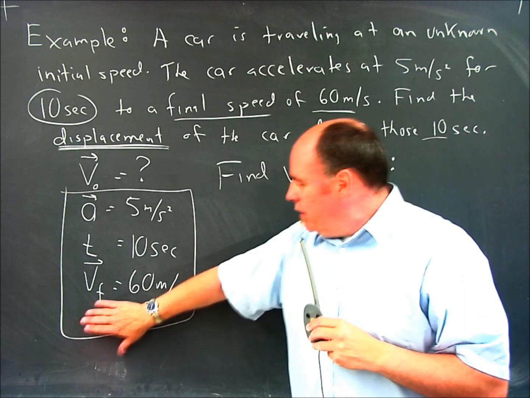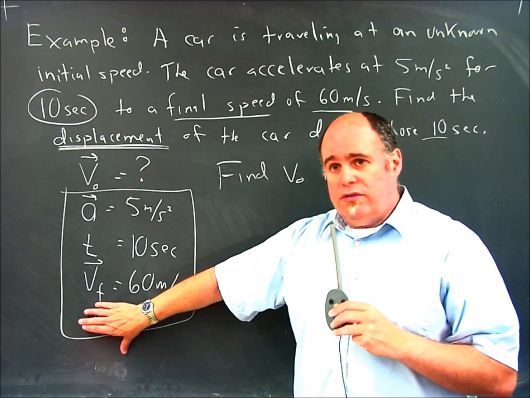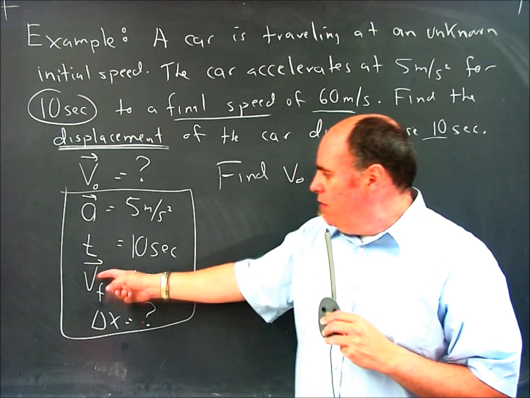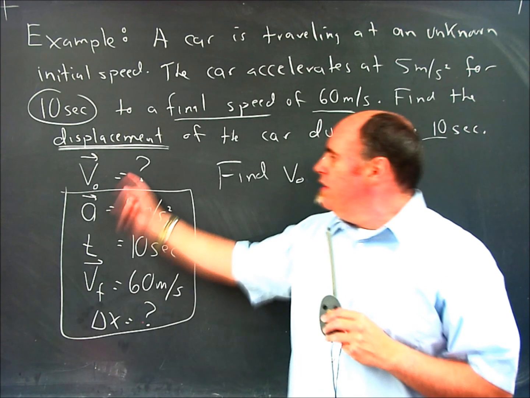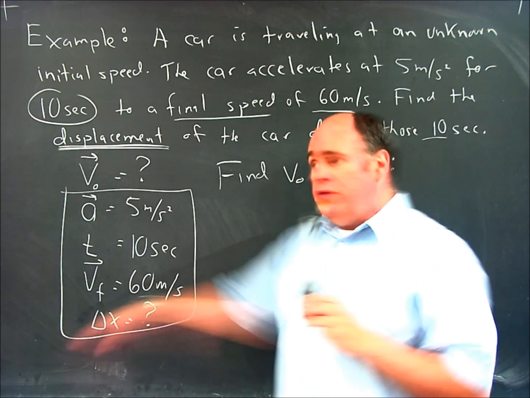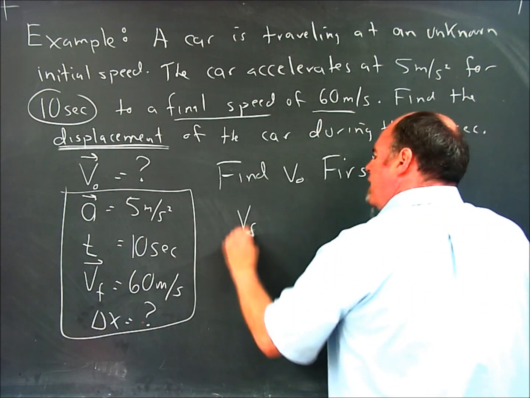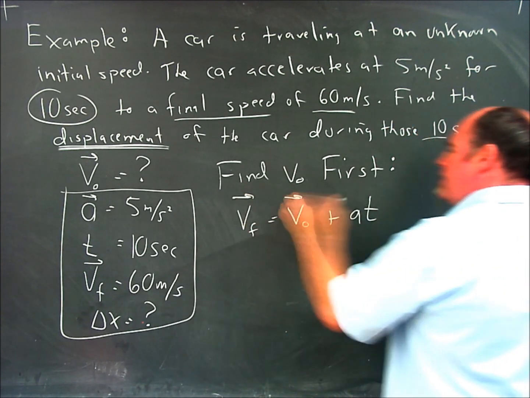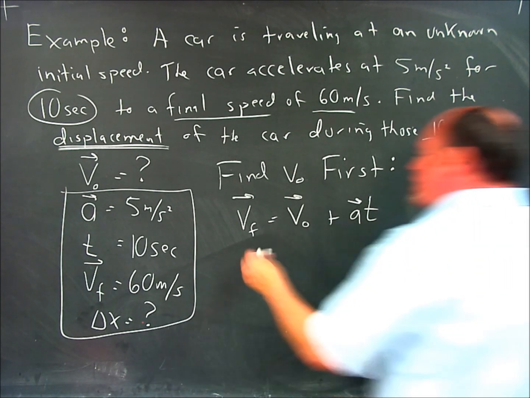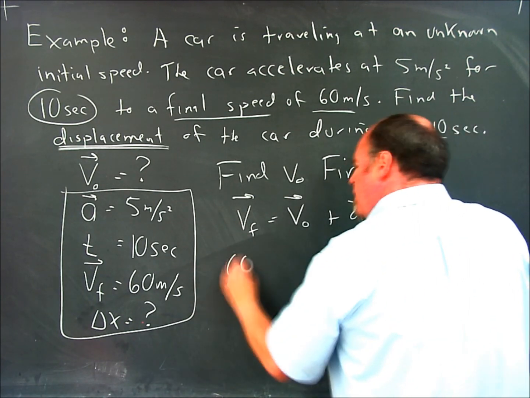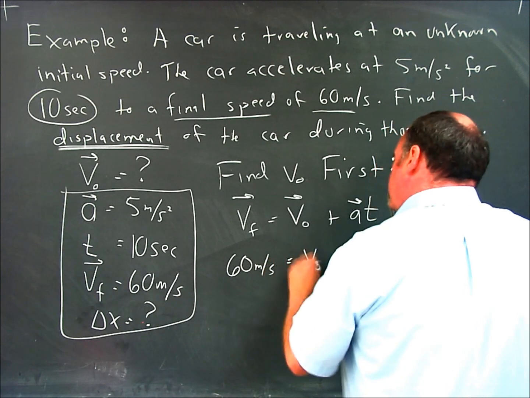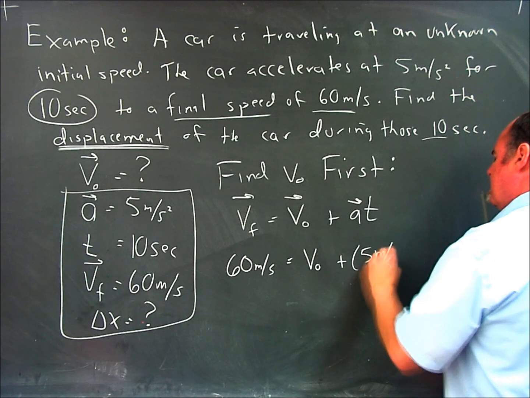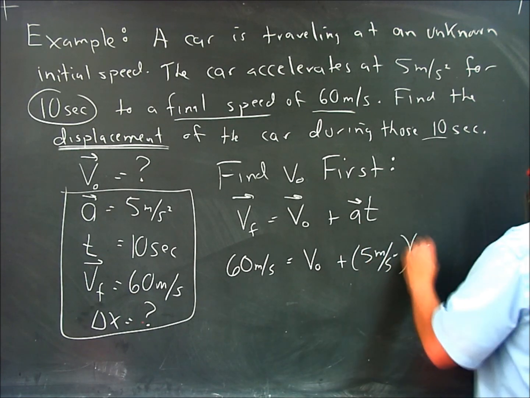So for a moment, let's pretend we don't care about delta x. With the 3 givens they've given me, the acceleration, the time, and the final velocity, let us find the initial velocity. The formula I would use is V final equals V initial plus a times t. Those are all vectors except for the time. Plugging it in, 60 meters per second is V final, V initial is unknown, a is 5, and t is 10.